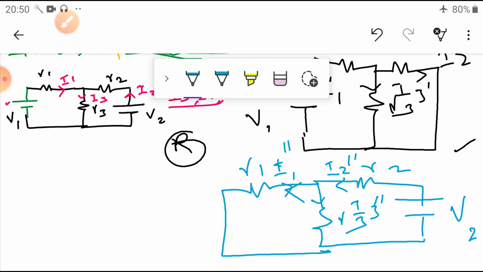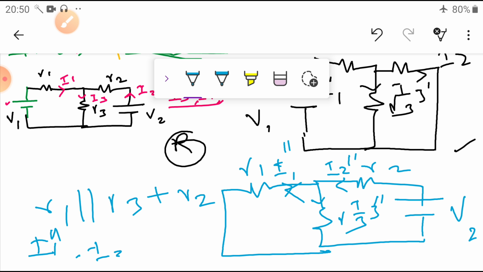If you observe carefully, here what will happen? R1 is parallel with R3. Now it is connected with R2. That is the total resistance. Okay. So, based on these simple calculations, I found I1 double dash, I2 double dash and I3 double dash.